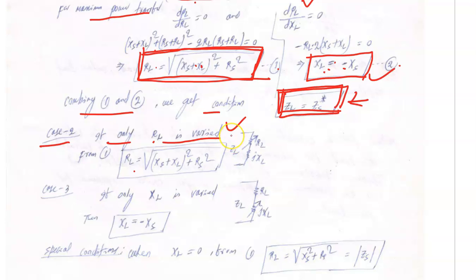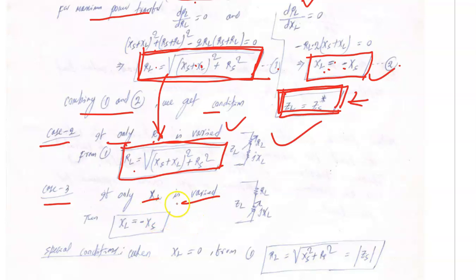You have XL, but you cannot vary it. So from these relations we directly get the value of RL for maximum power transfer. You can see that I have also shown it in the symbol. Case 3, when only XL is varied, though it is not always possible, theoretically it can be possible. When XL is varied, see the second condition, that is XL equal to minus XS for maximum power transfer.